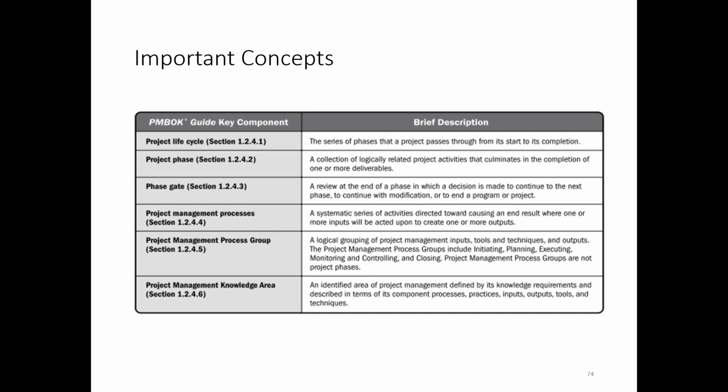So what is a project management knowledge area? In the PMBOK, we have project management process groups and project management knowledge areas, and the definitions for them are different. A process group is a logical grouping of project management inputs, tools and techniques, and outputs. A knowledge area is an identified area of project management defined by its knowledge requirements and described in terms of its components, processes, practices, inputs, outputs, tools, and techniques. That's why it is called a project management knowledge area.